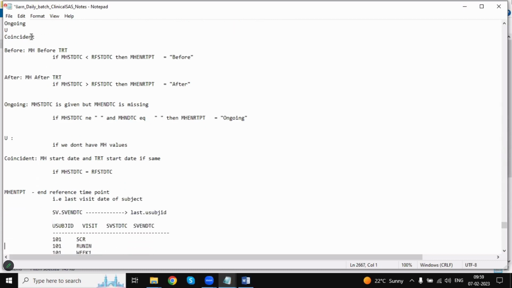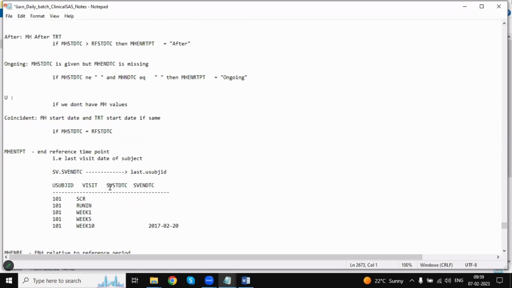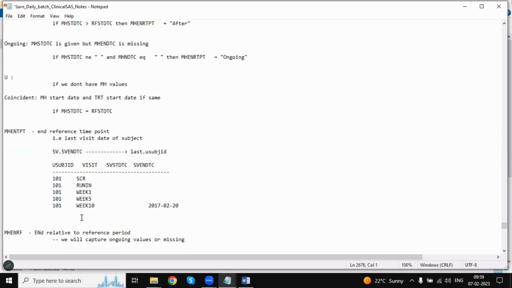The next variable is also MHENTPT, end reference time point. So we have to capture a date. What is that? The last visit date of the subject. How can I derive the last visit date of the subject? Take the SV domain, for example. The last visit date in the SV domain is going to be your last visit date. How can I derive it? Take the SV domain, sorted by subject ID, take the unique subject ID, take the last date of the unique subject ID, then assign this last date to ENTPT, the end reference time point. MHENRF, end relative to reference period: we are going to capture ongoing. If the particular term is still ongoing, we have to capture ongoing, or else keep it missing.